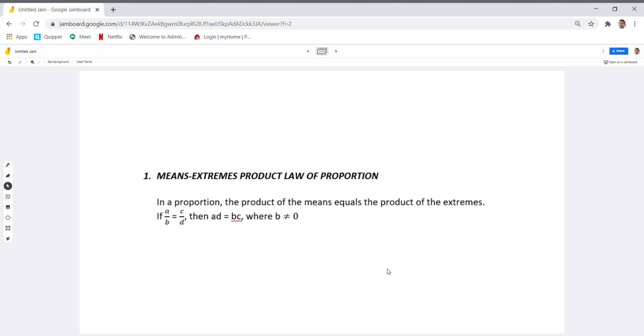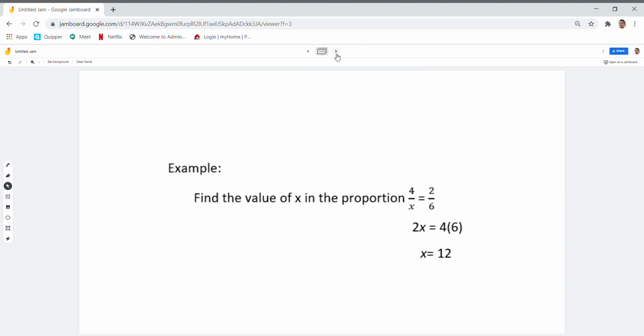It says here that if A is to B as C is to D, then A times D is equal to B times C, where B is not equal to 0. If you apply it, you are saying cross multiplication, but that's the law actually that we apply.